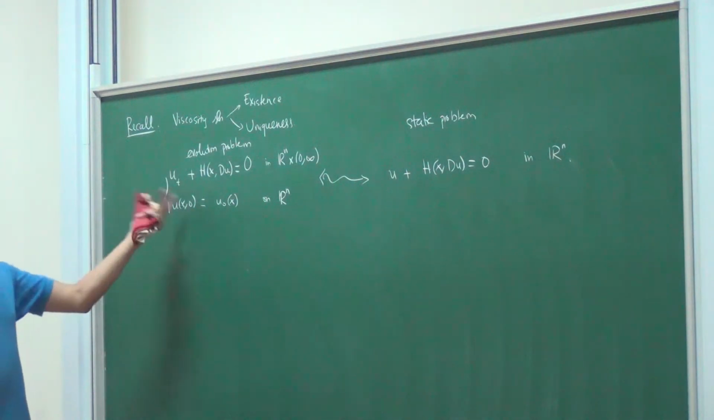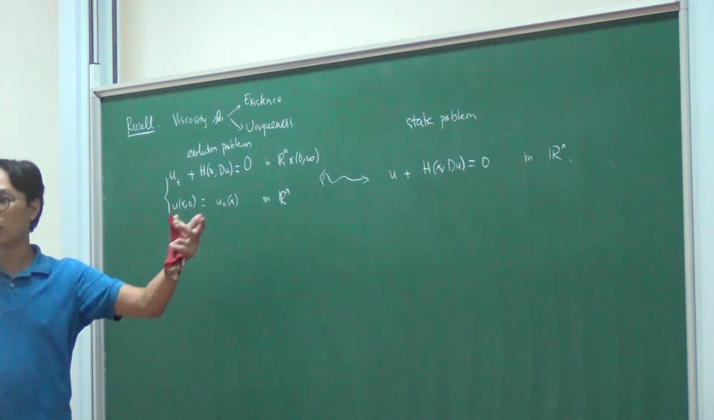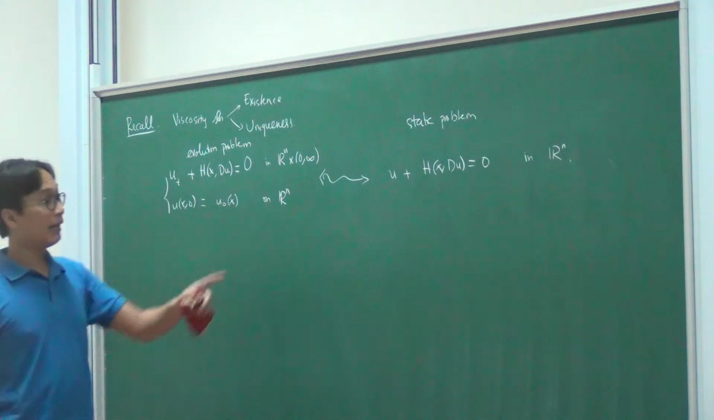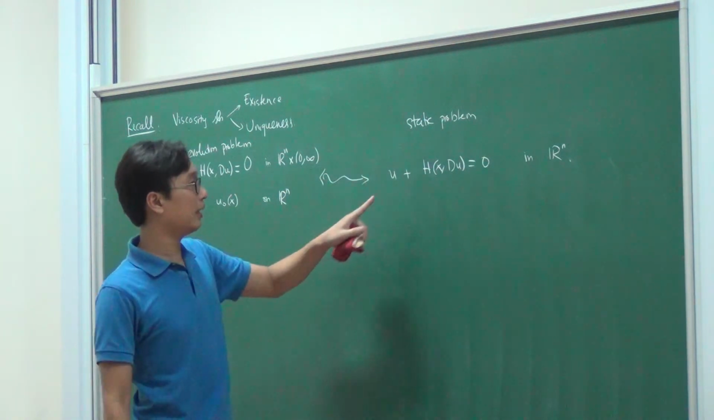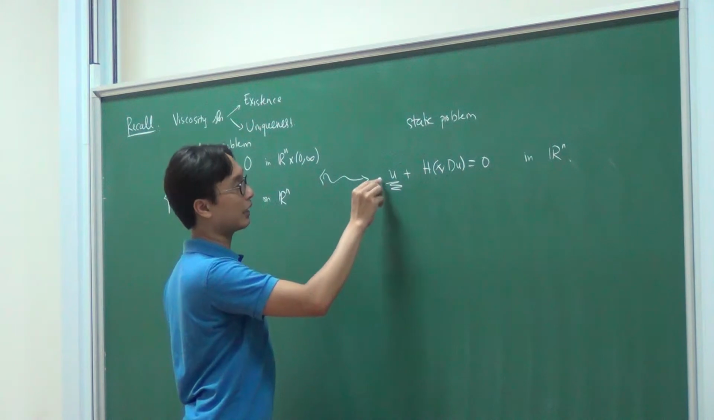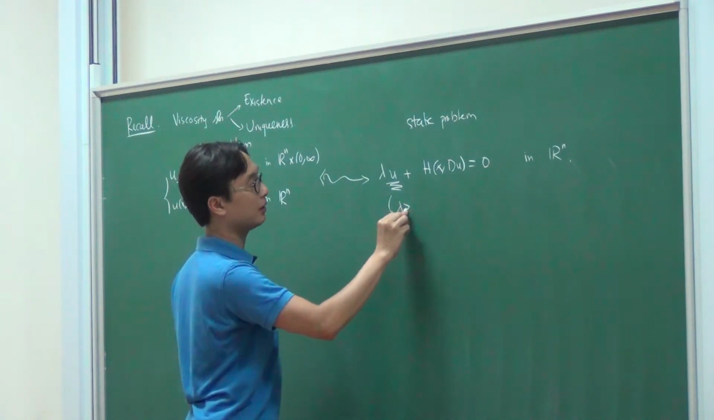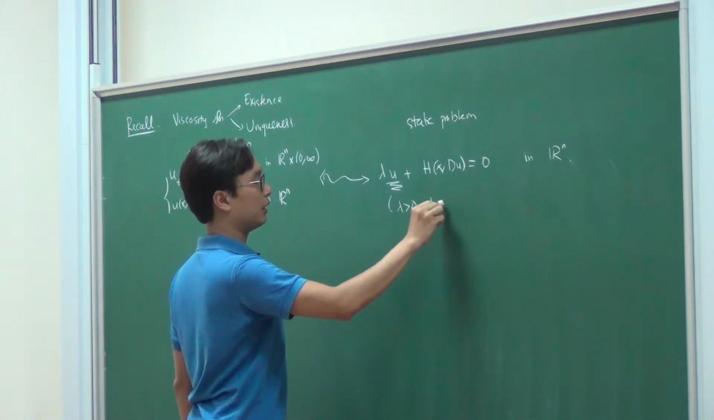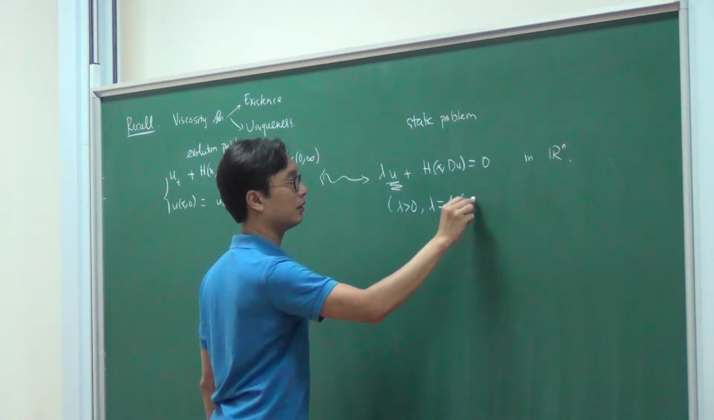So sometimes I might consider this, sometimes I might consider the other one. I claim that they are the same. And this is a static problem, and I add u here. Remember that I have u here. Or in general, I can put any lambda u with lambda greater than 0. And now I choose lambda equal to 1 for simplicity.